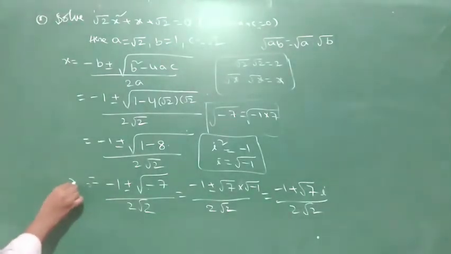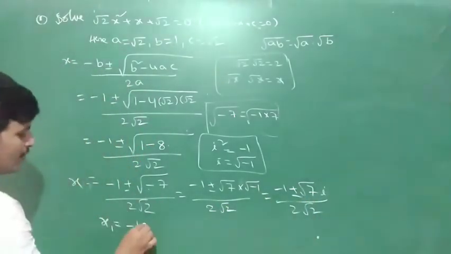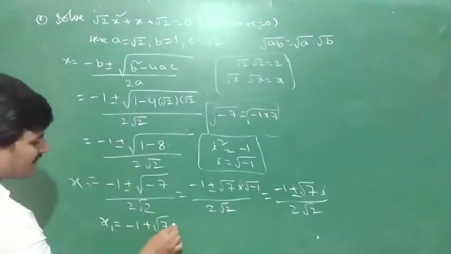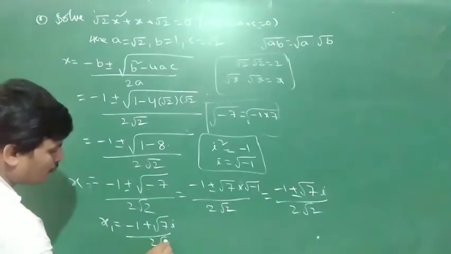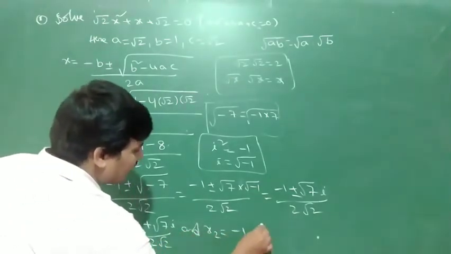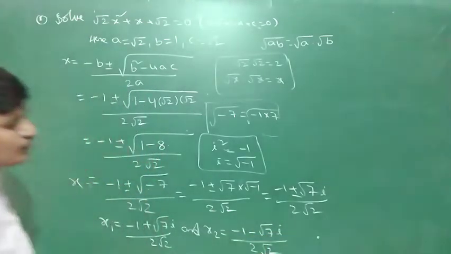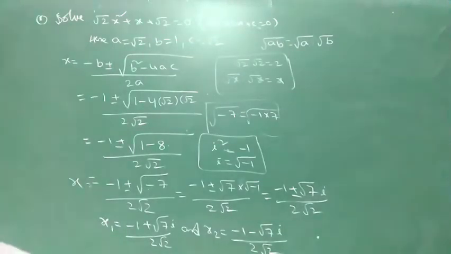This is x. So what are the roots? x1 is equal to minus 1 plus root 7 i by 2 root 2. And the second one, x2 is equal to minus 1 minus root 7 i by 2 root 2. These are the roots of the given equation.